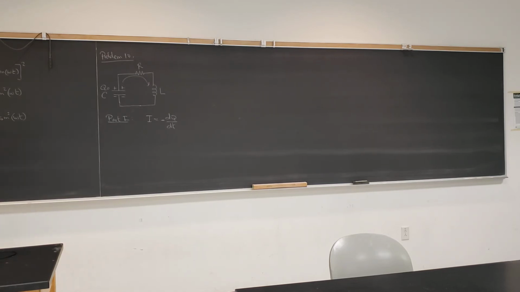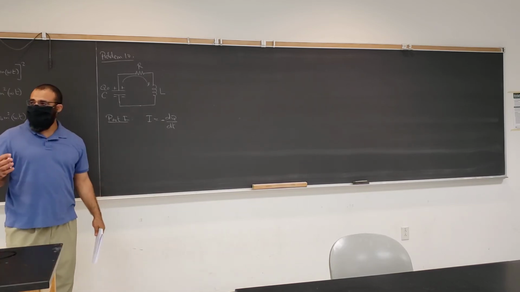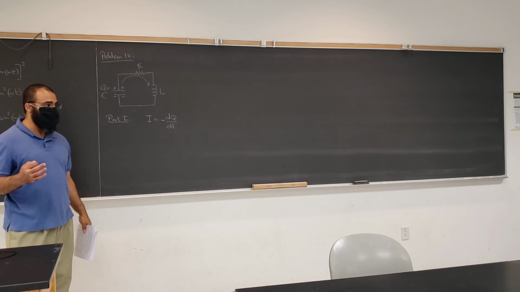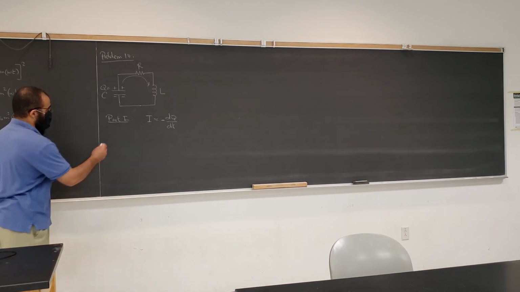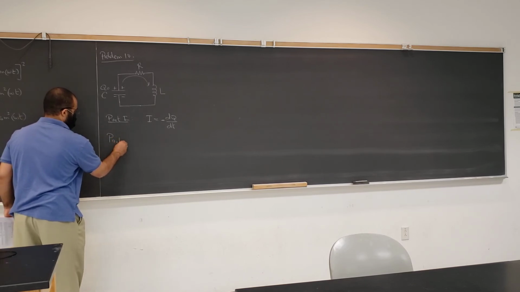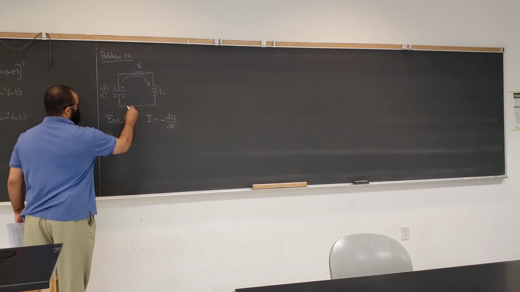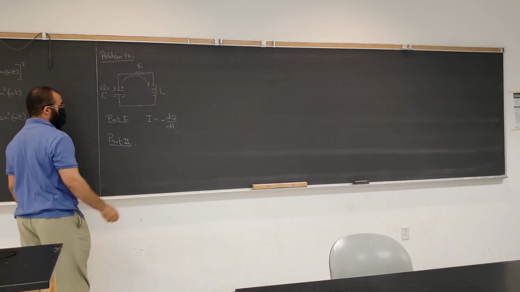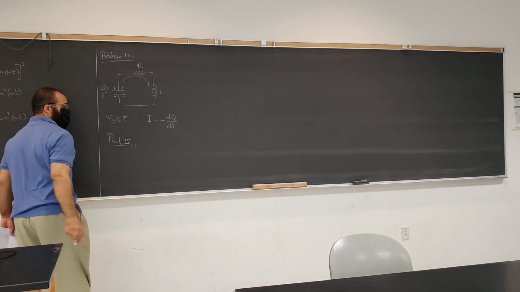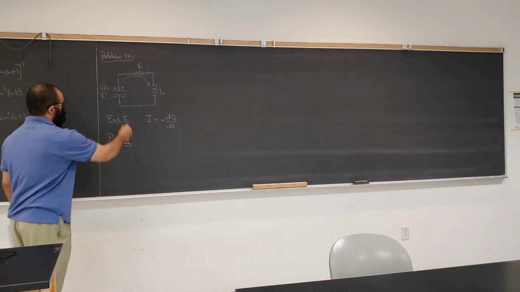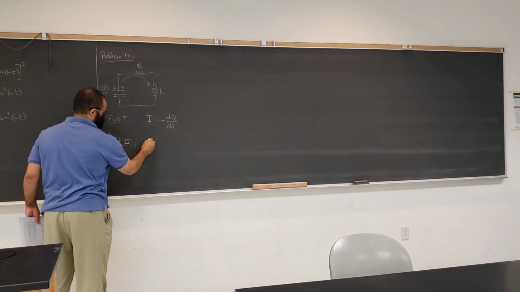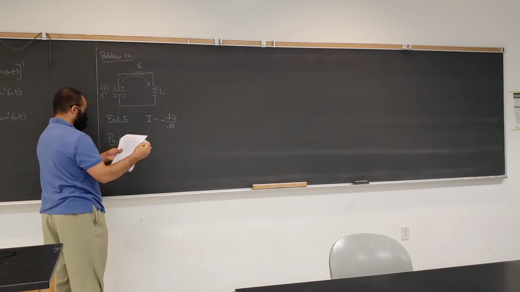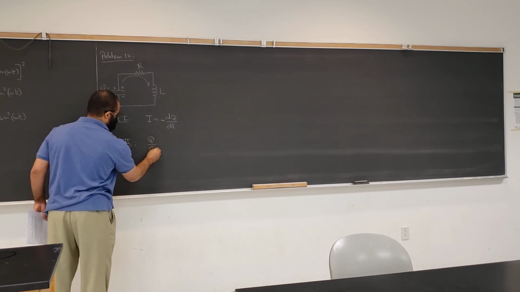So the next one says, use the loop rule to write an equation. And I emphasize, the loop rule comes from Faraday's law. Technically, you're using Faraday's law, but loosely speaking, here's what we're doing. Part 2, we're going around this loop. When you go across a capacitor from the minus plate to the plus, what's the change in potential? Positive Q over C, right?